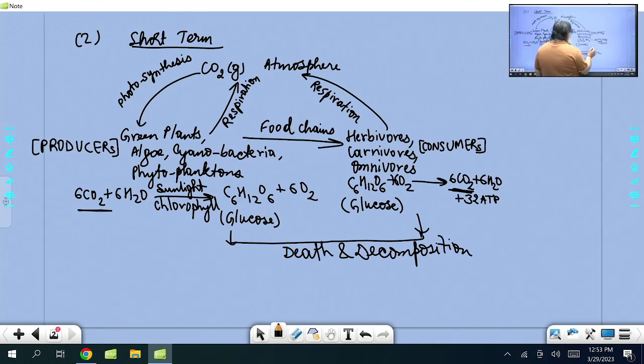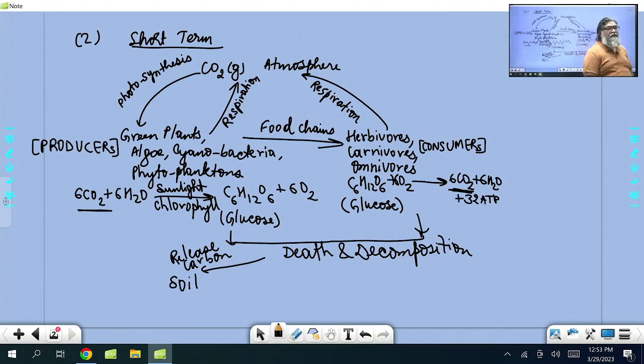So what will happen here? Another thing will be here. It will release carbon to the soil. When the plants and animals die, bacteria and fungi will break down, so in the soil, carbon will come. Dead plant matter, dead animal matter release carbon to the soil. At the same time, there is this decomposition by bacteria.